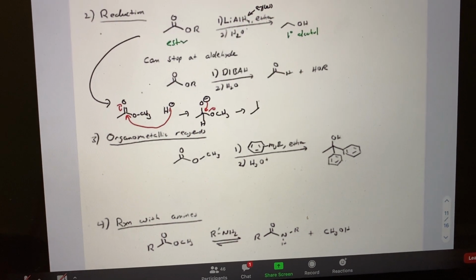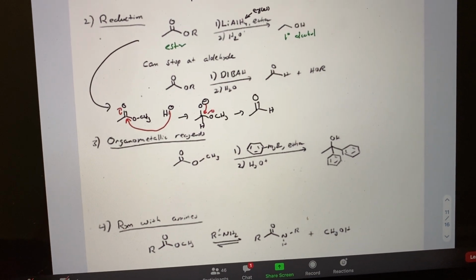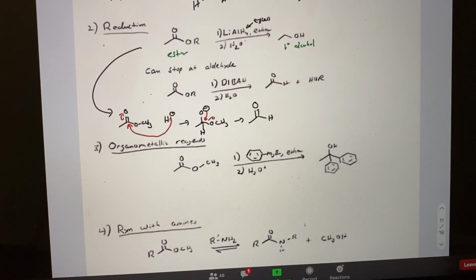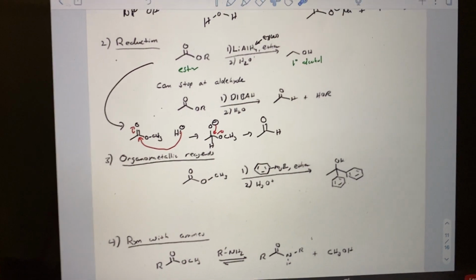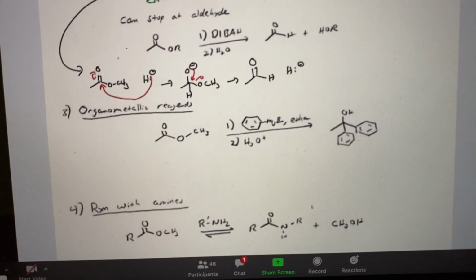We're reforming our carbonyl group. And now notice we have an aldehyde. And so this is where, if we have the sterically hindered reagent like DIBAL, that's why we can stop at the aldehyde. But we know lithium aluminum hydride, LiAlH4, will reduce the aldehyde.